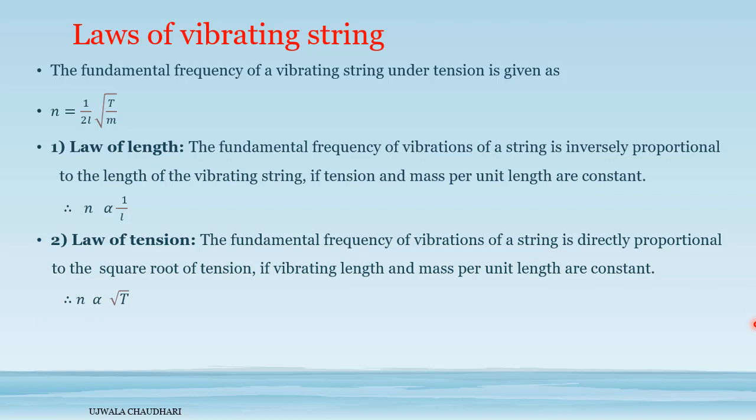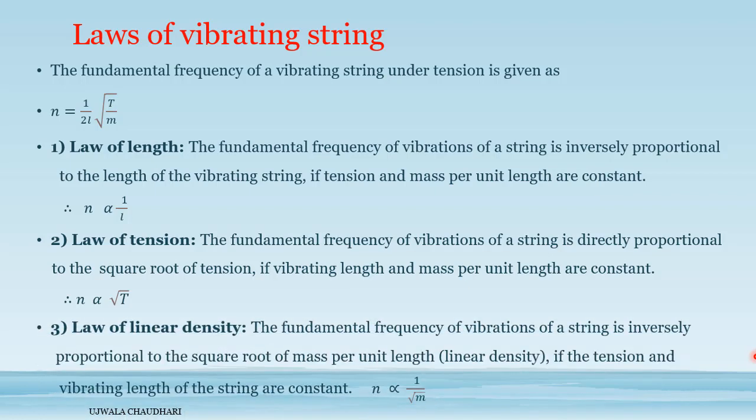So the fundamental frequency of a vibrating string is directly proportional to the square root of tension when the mass per unit length and length are constant. Law of linear density: n is inversely proportional to the square root of m, where m is the mass per unit length, also called linear density. So the fundamental frequency of a vibrating string is inversely proportional to the square root of mass per unit length, that is the linear density, if the tension and length of the vibrating string are constant.